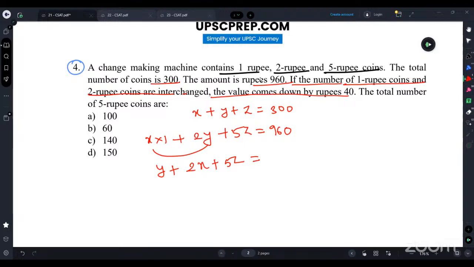So we will have to reduce the value by 40 rupees. Then it will be 920, right? Because we have reduced it by 40 rupees, right? Then we have to find out the total number of 5 rupee coins. How many coins will be there which will have 5 rupees value, right?